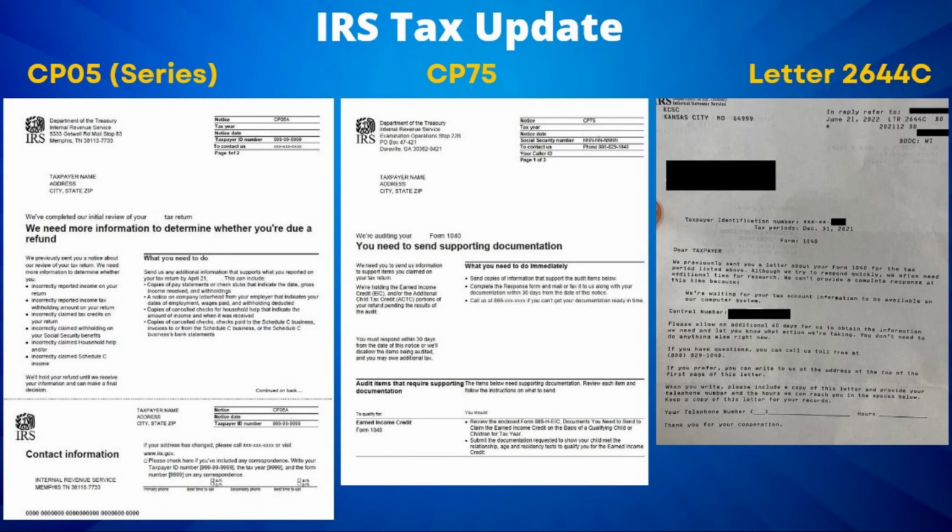Meanwhile, the third likely letter is the 2644C notice, as seen on the far right, which simply indicates the IRS needs additional time to review your tax return, which is often quoted at 60 days. For those who receive this letter, that is not a definite timetable. And as we have reported over the last 2 years, it is possible you may receive multiple 60-day notices while you wait for the IRS to resolve any issue.